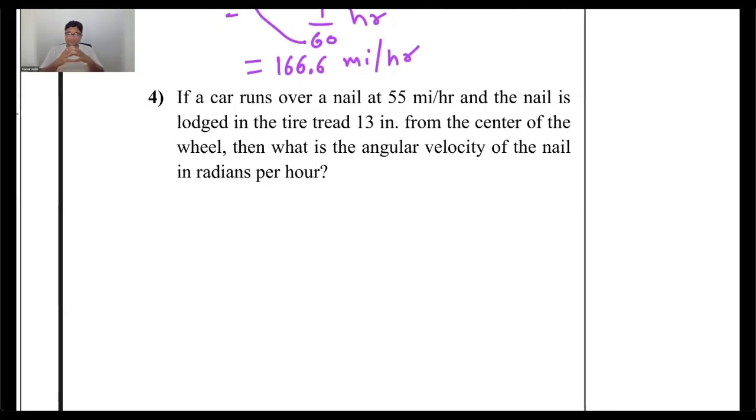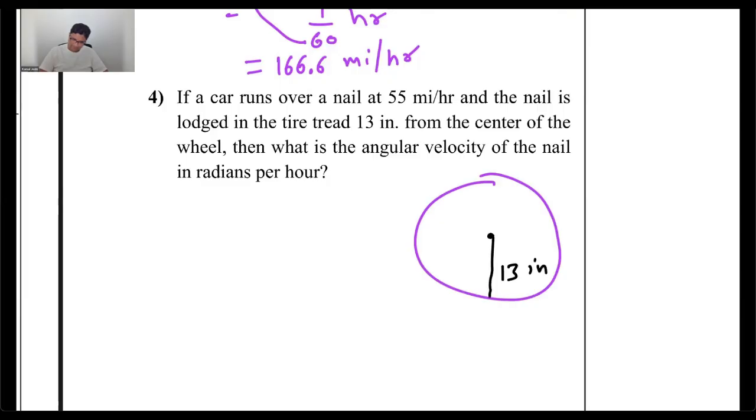One last question. If a car runs over a nail at 55 miles per hour, so the car is moving on the road at 55 miles per hour and it runs over a nail. And the nail is lodged in the tire tread 13 inches from the center of the wheel. So this is the wheel of the car, 13 inches from the center. The nail is lodged here. And what is the angular velocity of the nail in radians per hour?